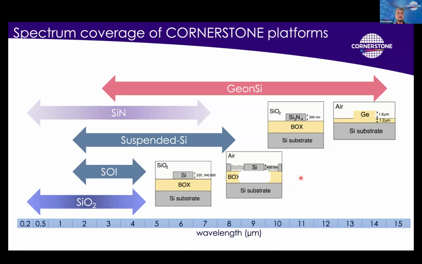So if we look at the general spectrum coverage of Cornerstone platforms, we aim to cover the visible wavelength range up to 14 micron provided by germanium on silicon. You see here the cross sections of the technology platforms. Of course, in the SOI case, the limiting factor in the wavelength range is the oxide itself. After wavelengths longer than 4 micron, it's quite absorbing and creates extra losses in the waveguide. But by removing that layer, you can actually have the full transparency of the silicon waveguide.